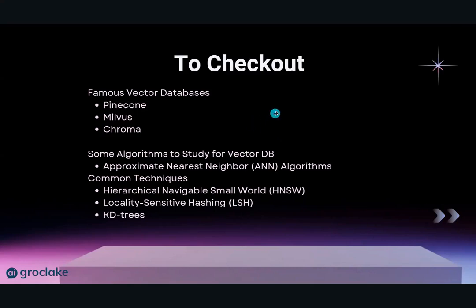There are some algorithms to study for vector DBs. These are the algorithms that are usually used for the similarity search that I told you about: approximate nearest neighbor algorithms. There are many techniques for this, such as Navigable Small World, locality sensitive hashing, and KD trees. You can learn more about these algorithms because they are quite complex. You have to read a lot of research papers, but if you have interest, they are definitely beneficial. You can dive into them.